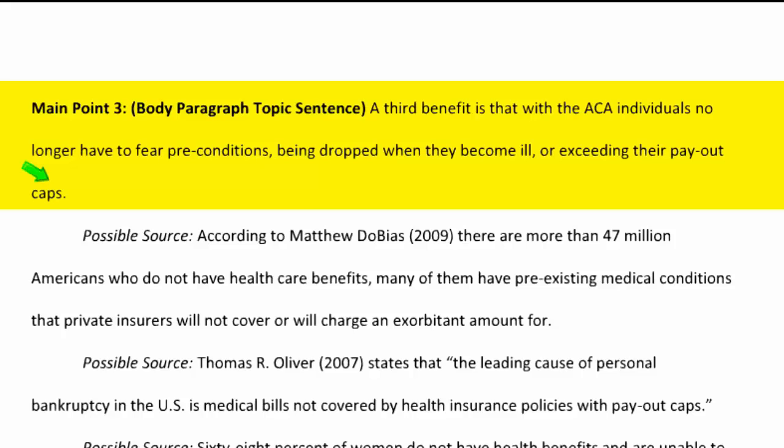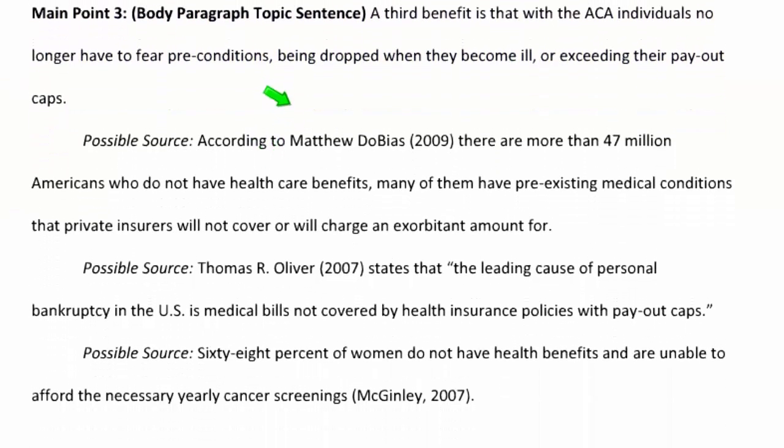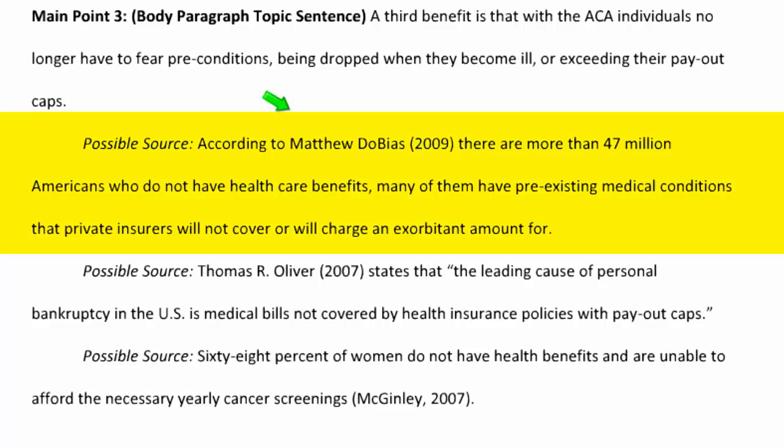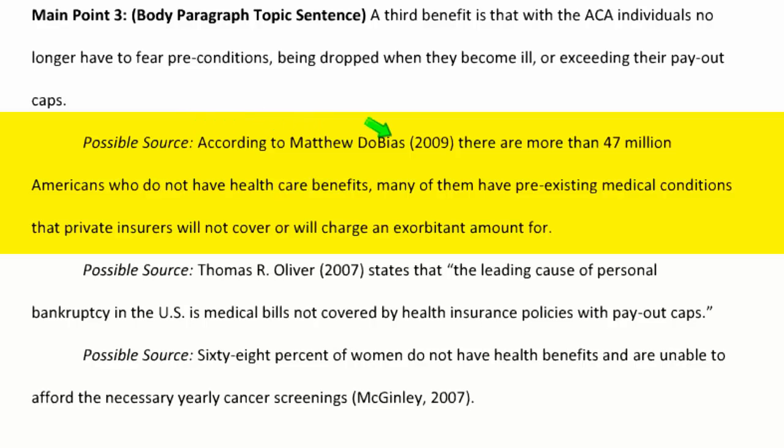How are we going to support those things? We're going to go to our notes and we're going to find quotations, examples, statistics that support it. Here's one. According to Matthew Dobias, published in 2009, notice that Dobias is being used in the sentence so it doesn't go inside the parentheses. There are more than 47 million Americans who do not have health care benefits. Many of them have pre-existing medical conditions that private insurers will not cover or will charge an exorbitant amount for.